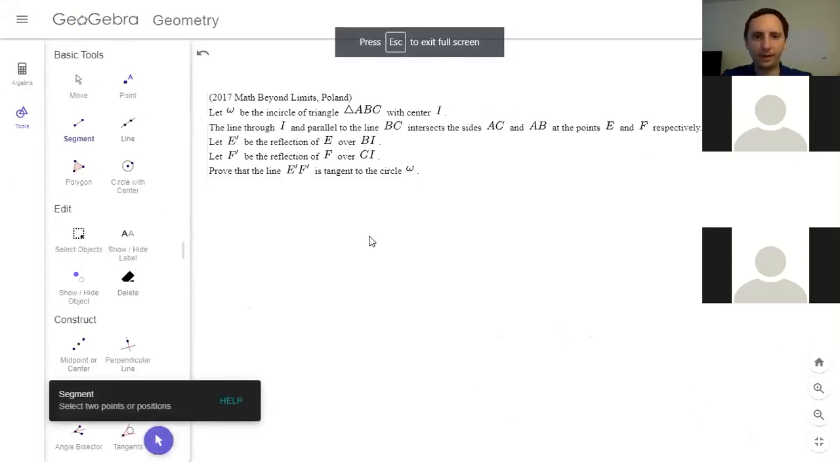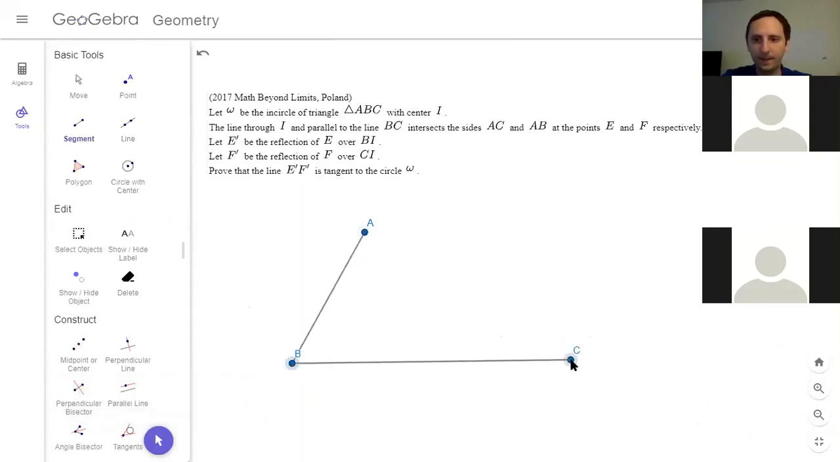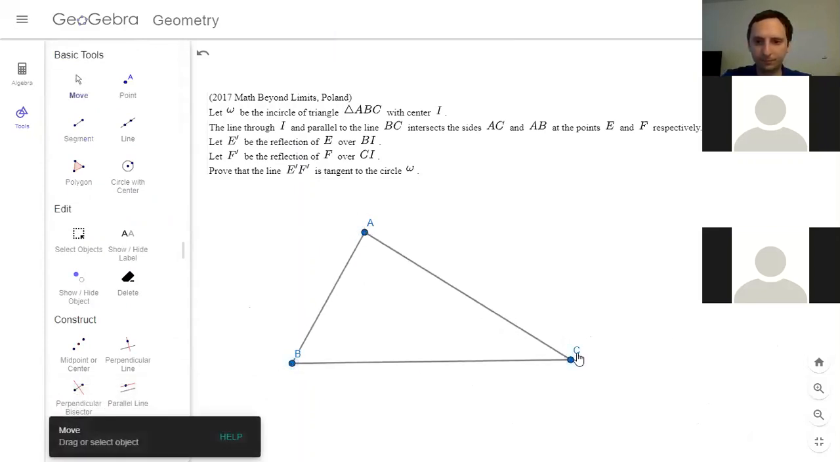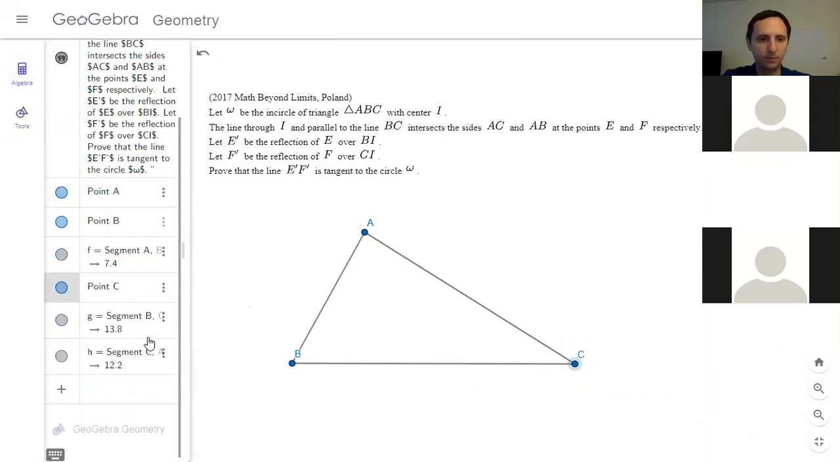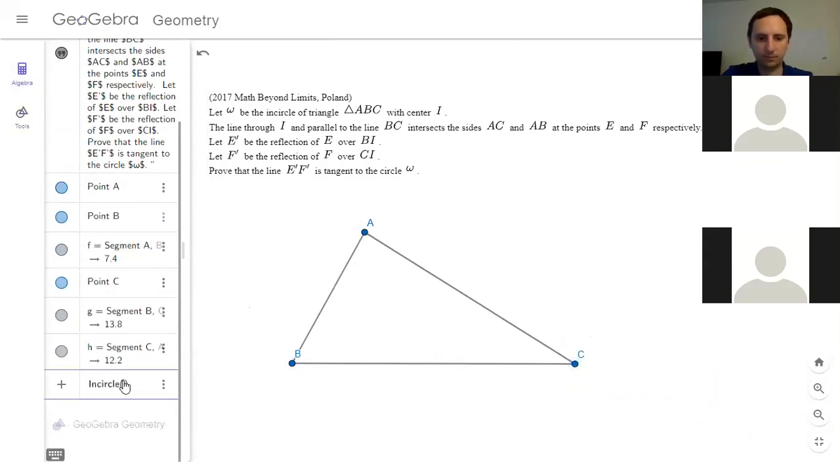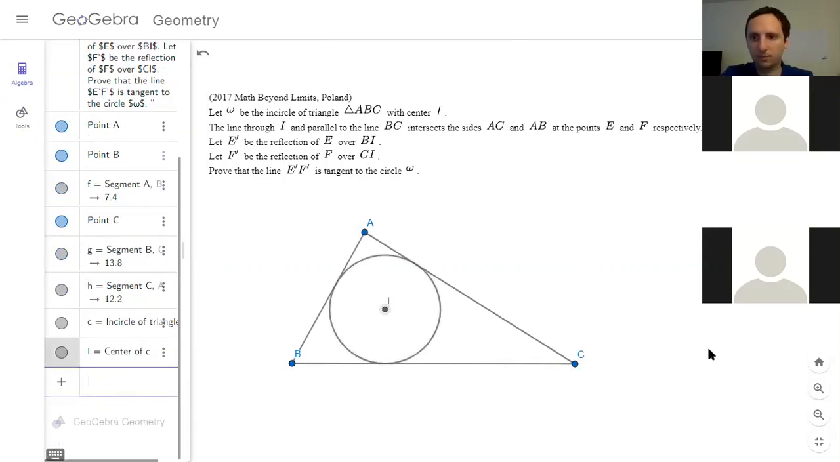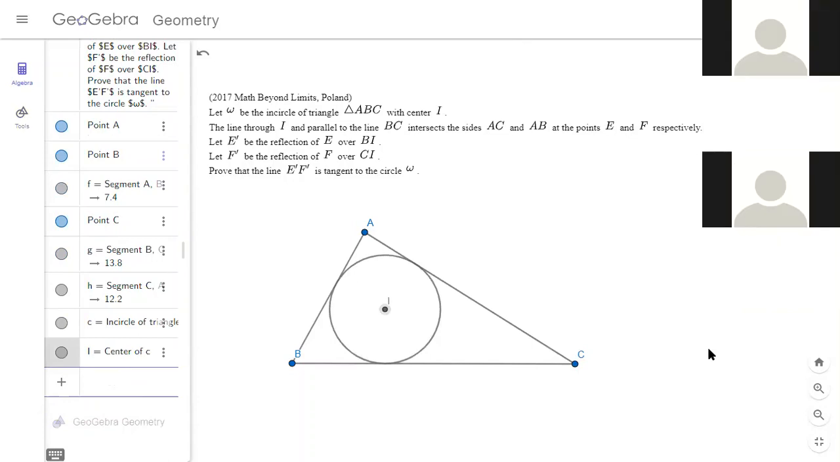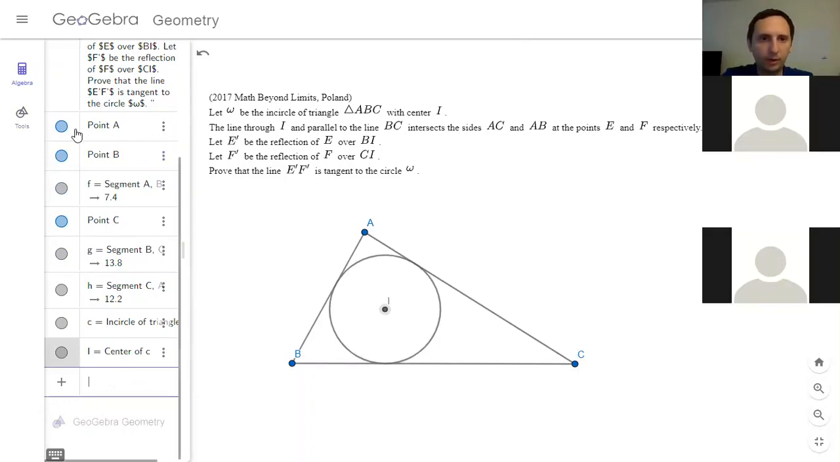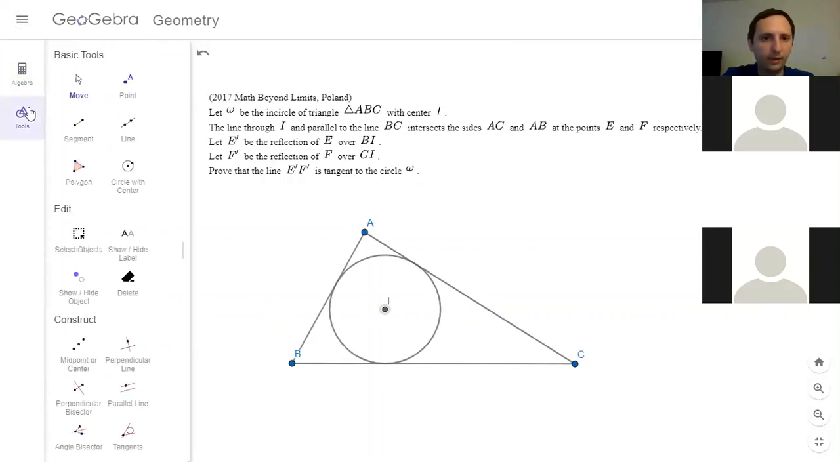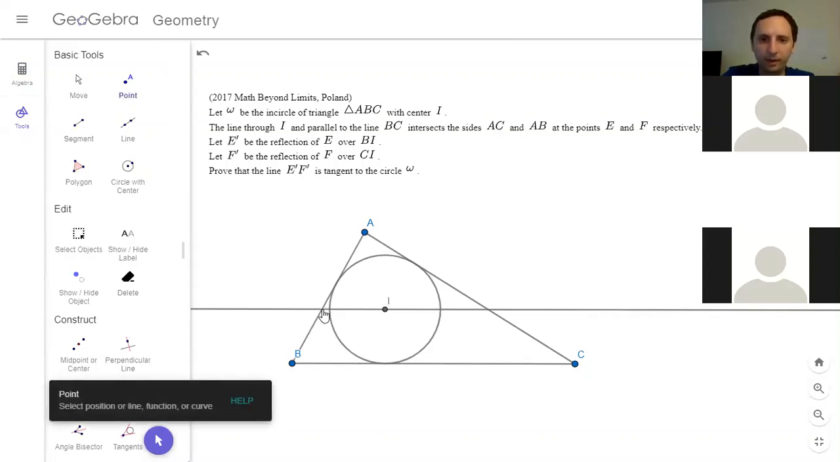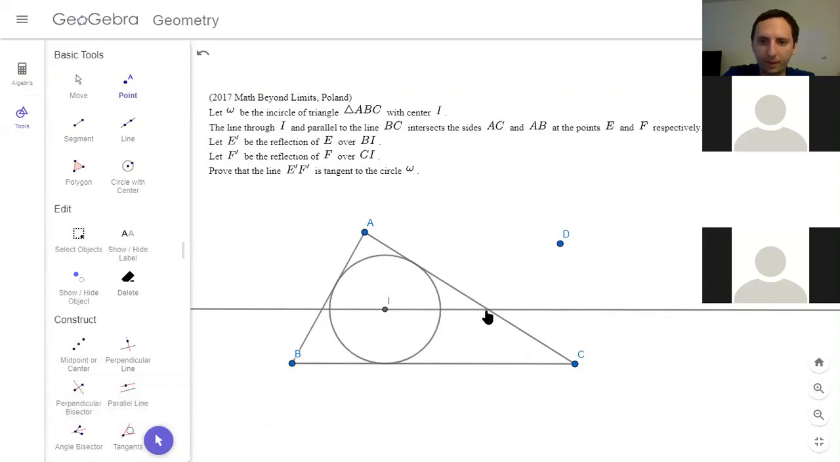So you have a triangle ABC with incenter I, and we draw the line through I parallel to BC. I feel like that's not super common, that we have the line through I parallel to BC. So it intersects AC at E and AB at F.